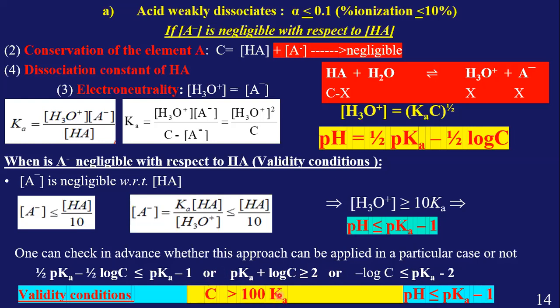So all this, when do I neglect X? Again, when it's less than 10%. You can simply find it and see if it's less than 10%. Or you neglect it from the beginning and you say, if C is greater than 100 Ka, I can neglect X, and I simply use this expression.